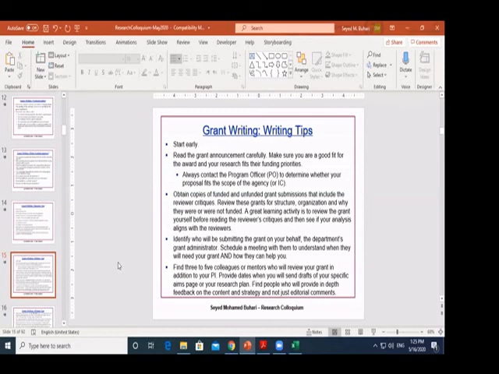Look for this. Probably it is good for you to contact an officer in the funding agency to know about the scope. You have to meet the scope. If you don't fit in the scope, it will be rejected straight away.